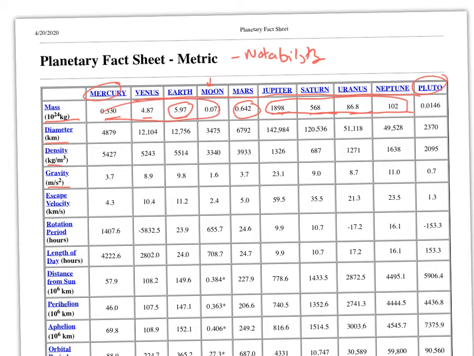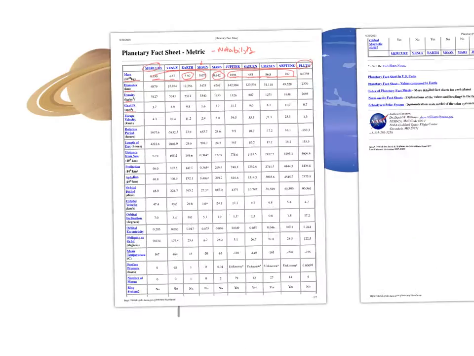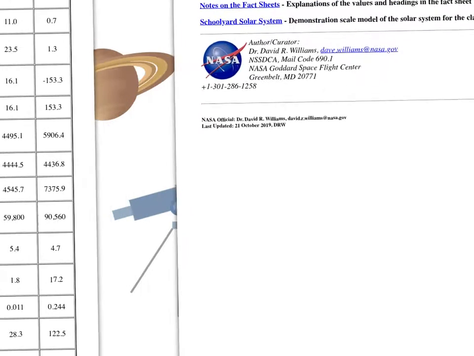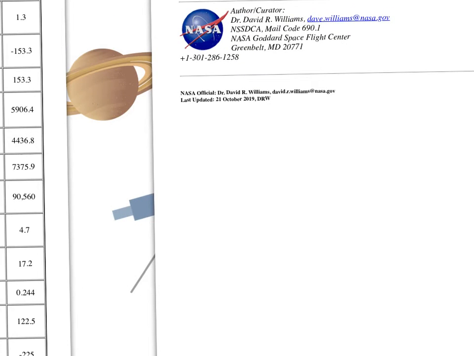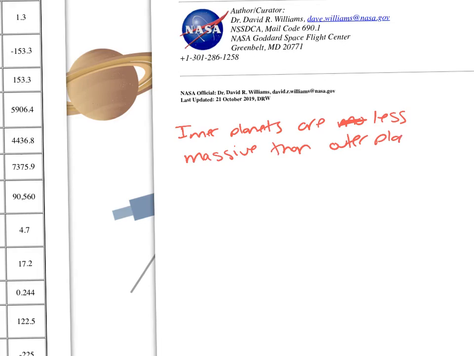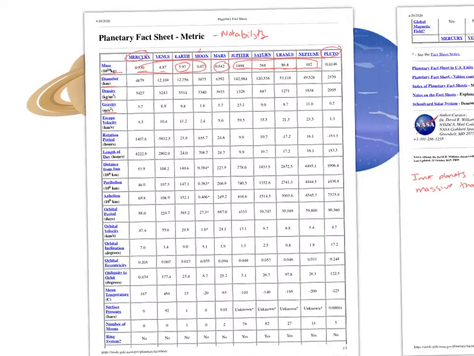And so on the bottom of the sheet, somewhere you're going to write one thing you notice: inner planets are less massive than outer planets. Now, then you'll go to another characteristic.